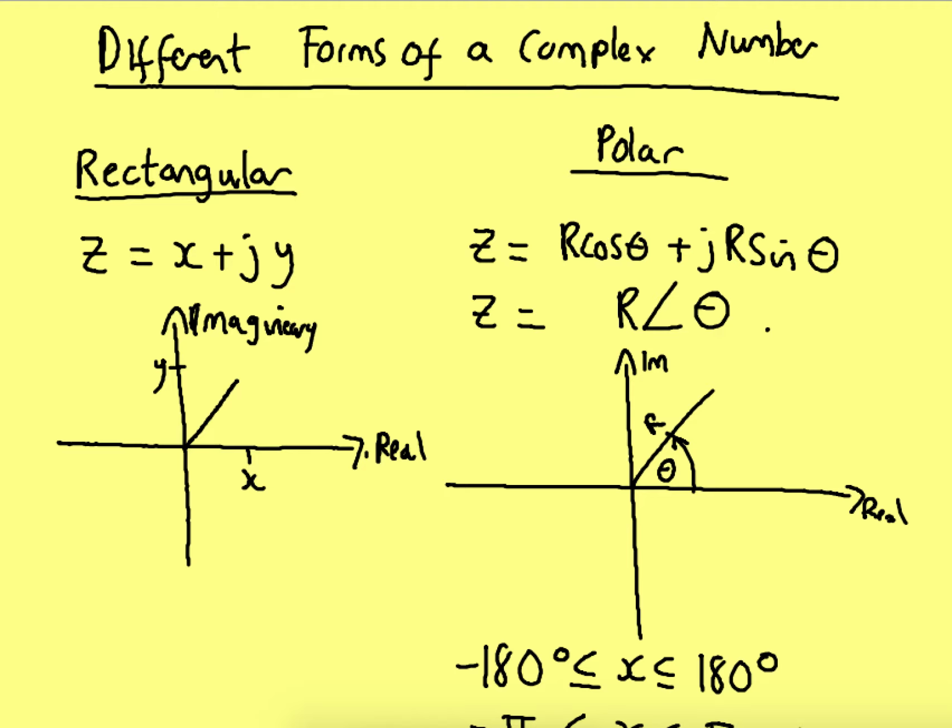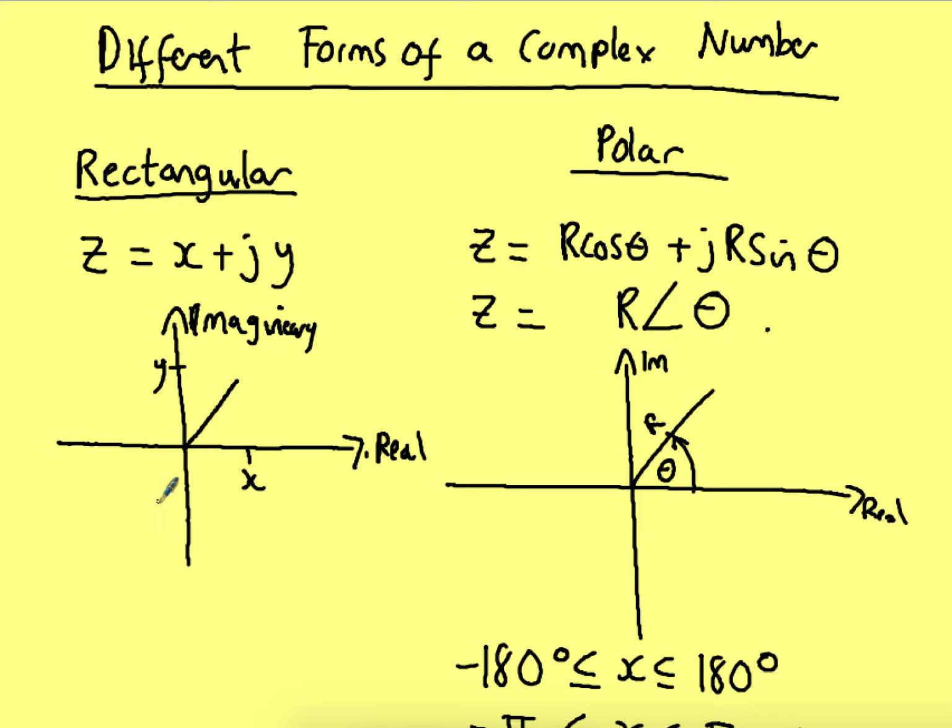Okay, now the next bit is all on the different forms of a complex number. The way that we've been looking at them so far is rectangular, and it looks like this. You see the real axis and the imaginary axis. The real part tells you how far along this line it is, and the imaginary axis tells you how far up this line it is. So a complex number always looks like that.